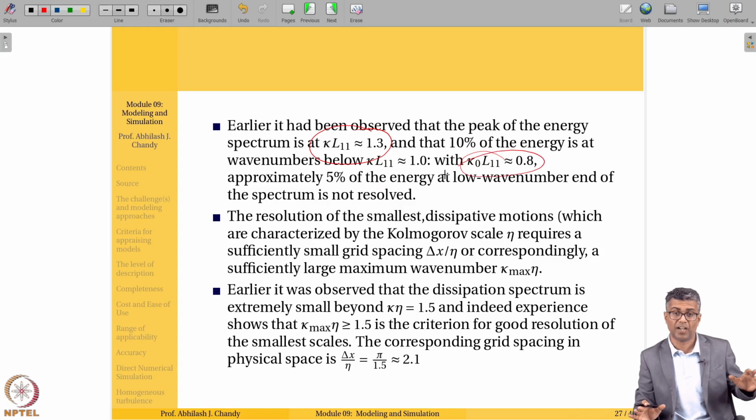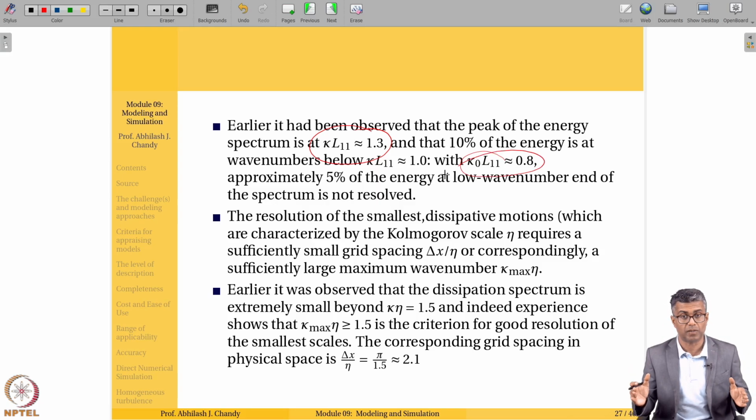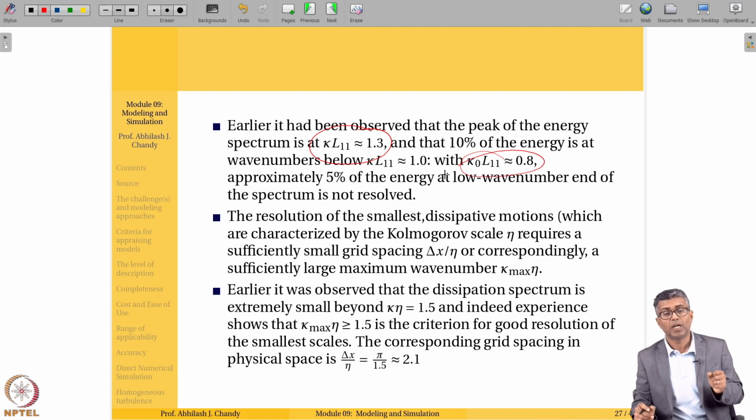So that is as far as the energy containing range. That is as far as the limit of L is concerned. The limit, as in the upper limit of your box size, is concerned. Okay, that is your upper limit of the box size. Now let's look at the small scales, the delta X requirement.